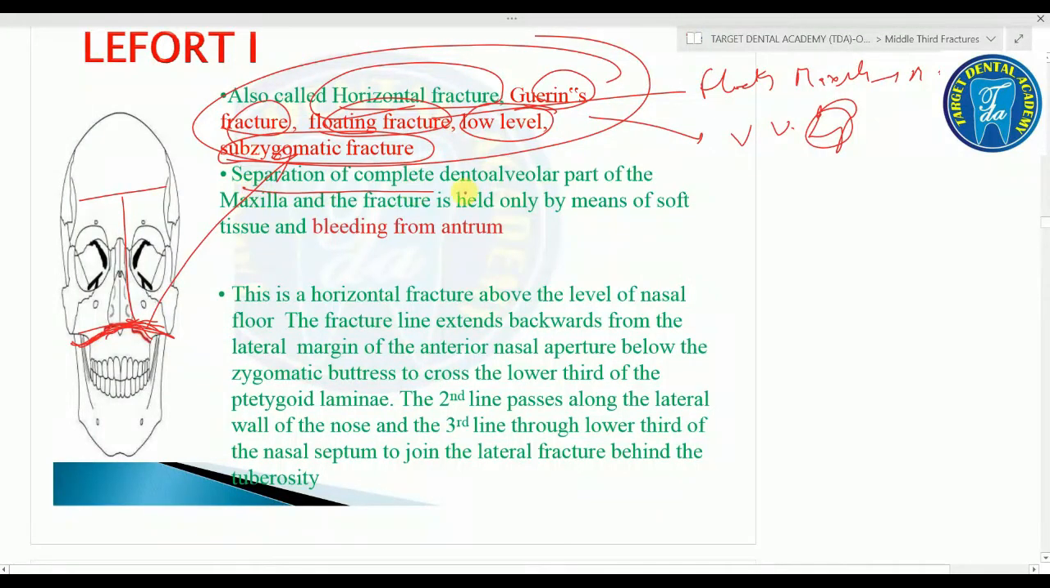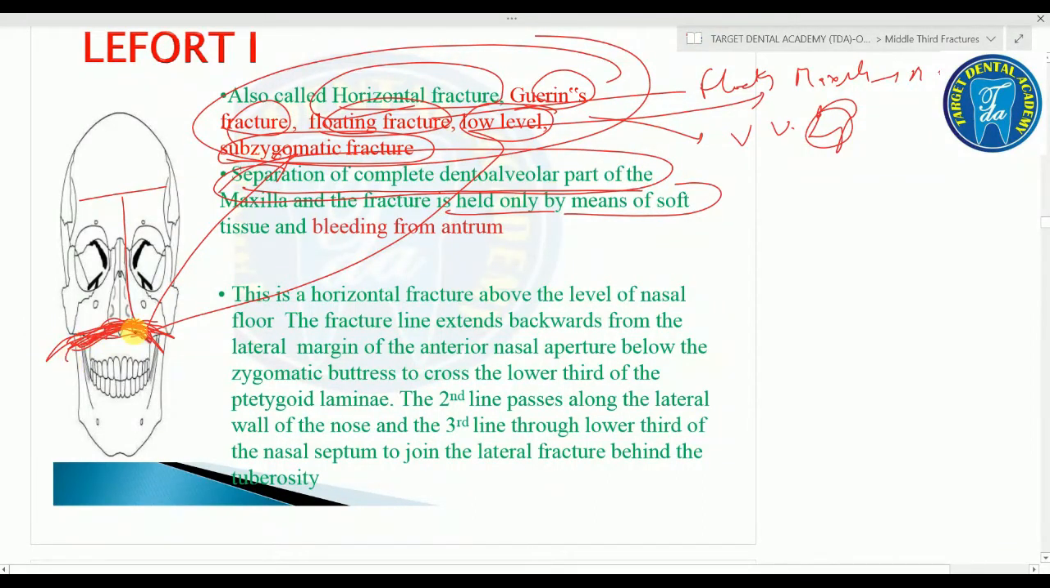There is a separation of the complete dentoalveolar part of the maxilla, and the fragment is held only by means of the soft tissue. That is why it is known as floating fracture or floating maxilla. In this there is bleeding from the antrum. Important, there is bleeding from the antrum. So this is a horizontal fracture which is above the level of the nasal floor.